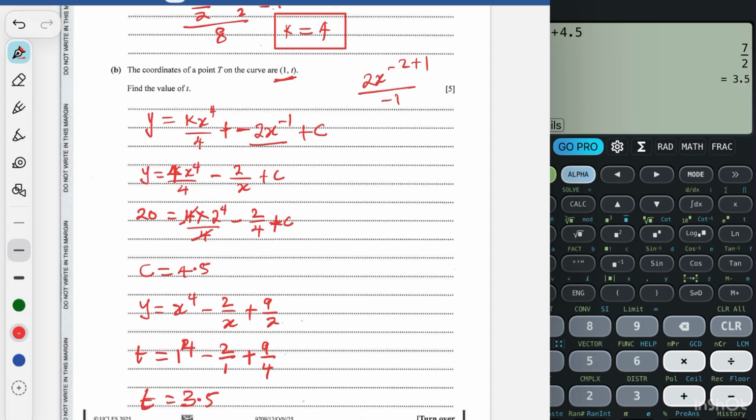All right, I hope it makes sense. So they did both integration and differentiation here somehow. All right.